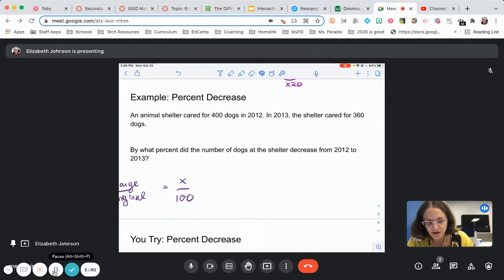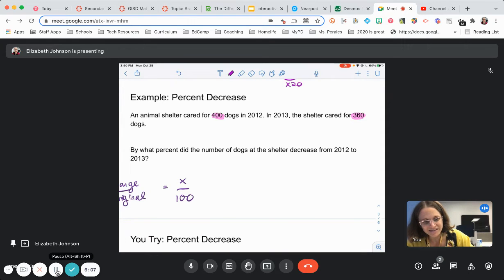So take a look, read this problem. It says an animal shelter cared for 400 dogs in 2012. In 2013, the shelter cared for 360 dogs. By what percent did the number of dogs at the shelter decrease from 2012 to 2013? All right, I'm going to ask you to go ahead and pause this video because even though we haven't done a percent decrease together, I think you can probably do this one on your own. So pause it and give it a try.